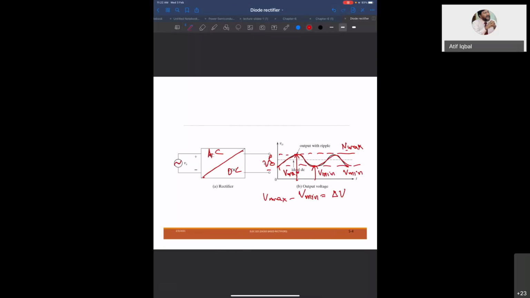And if you get an ideal DC, this is ideal DC, a constant line, but this is ideal. Practically what we get is like this. But certainly you can reduce this delta V by adding a big capacitor. By adding a capacitor, you can achieve close to the ideal, but not the ideal. Understand?